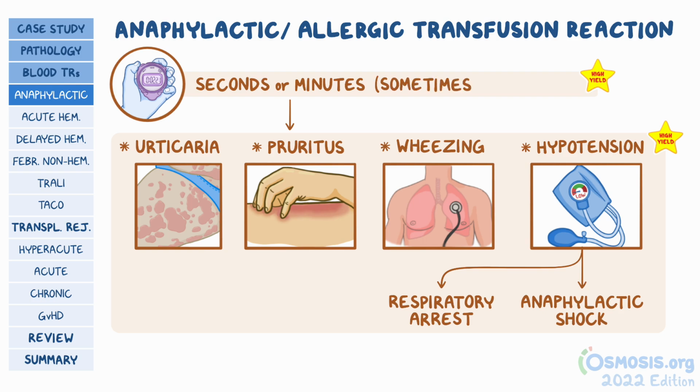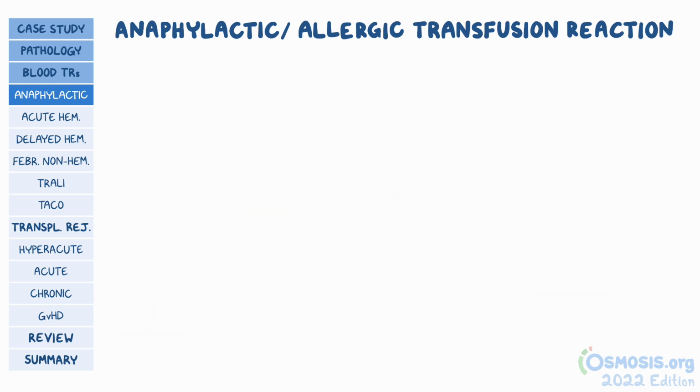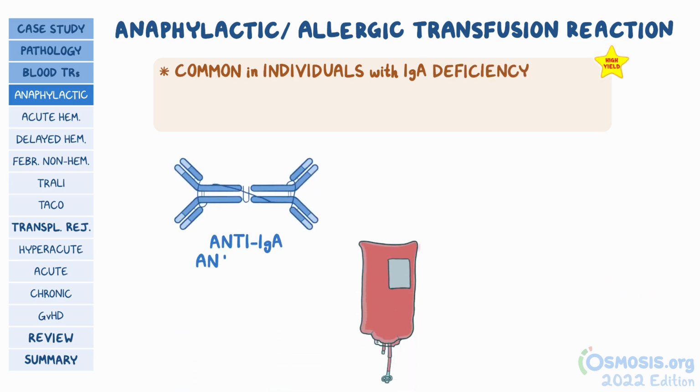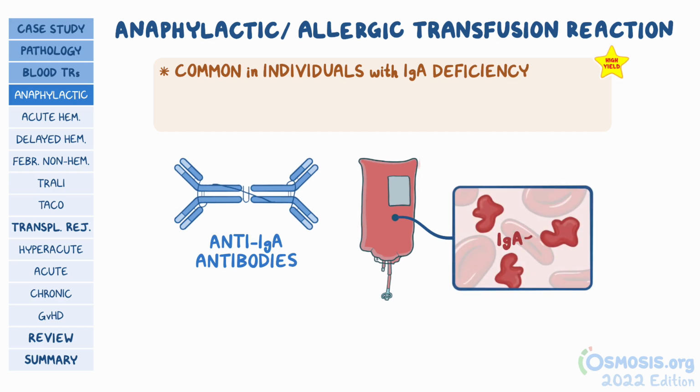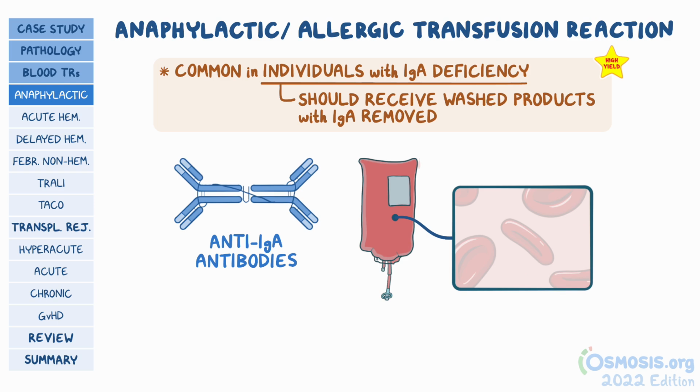Sometimes, though, symptoms start 2 to 3 hours after the transfusion, as more time is needed for the mature plasma cells to be formed and produce IgE antibodies in response to the foreign plasma proteins. What you definitely need to know for your exams is that anaphylactic transfusion reaction commonly occurs in individuals with IgA deficiency because they have anti-IgA antibodies, and IgA is found in most blood products. So bear in mind that individuals with IgA deficiency should receive washed blood products from which IgA immunoglobulins have been removed.